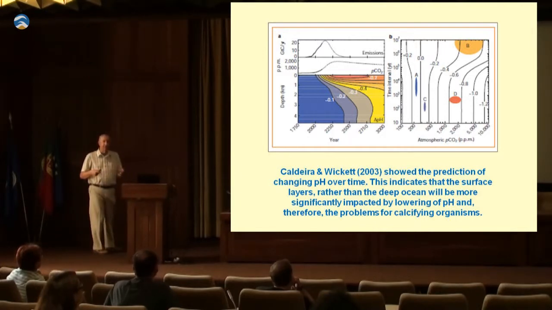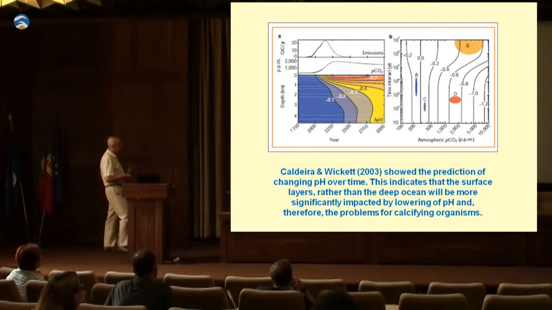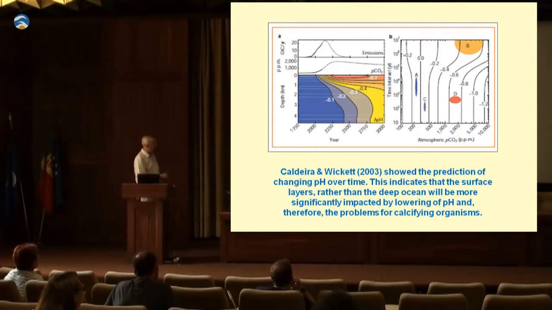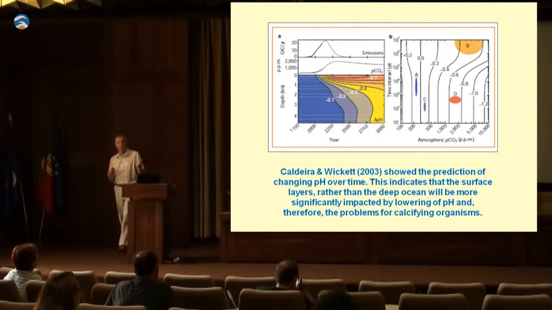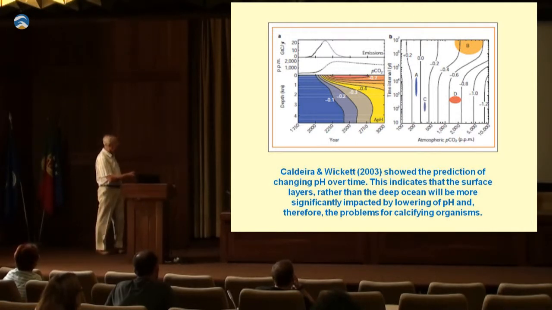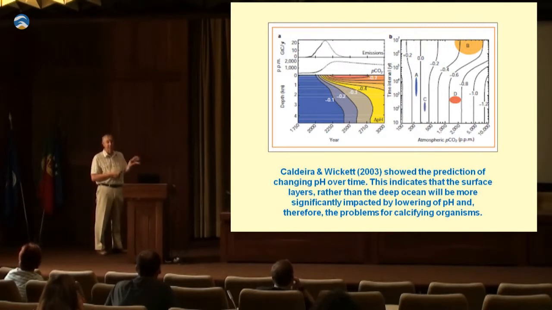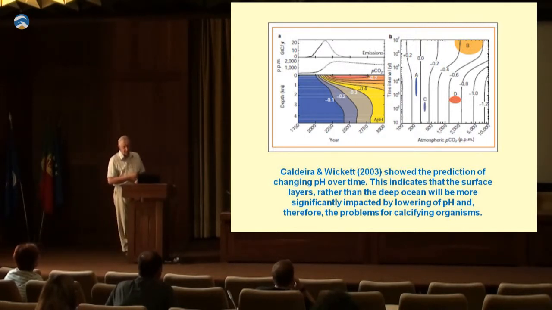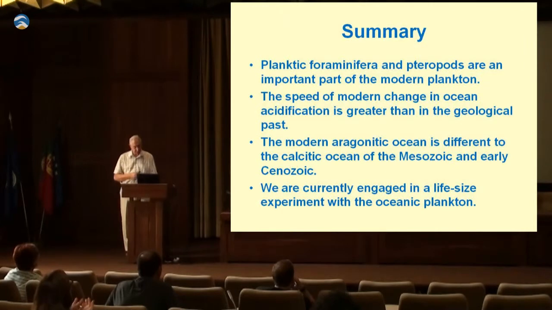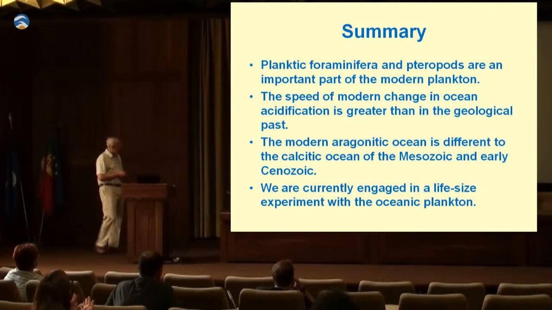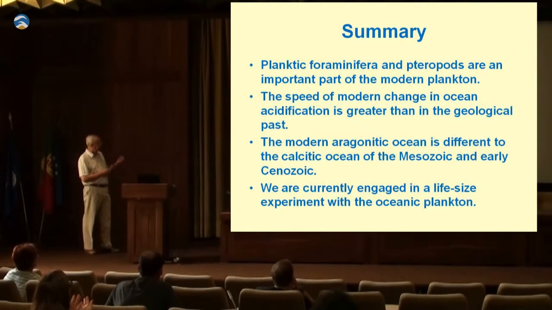So the geologists who got used to the idea of looking at what happens in depth at the CCD somehow have to start talking to the marine biologists who are always looking at what comes out of the surface waters. And at the moment, there's a slight disagreement in terminology, which I think we have to resolve. So, planktic foraminifera and pteropods, very important part of modern plankton.